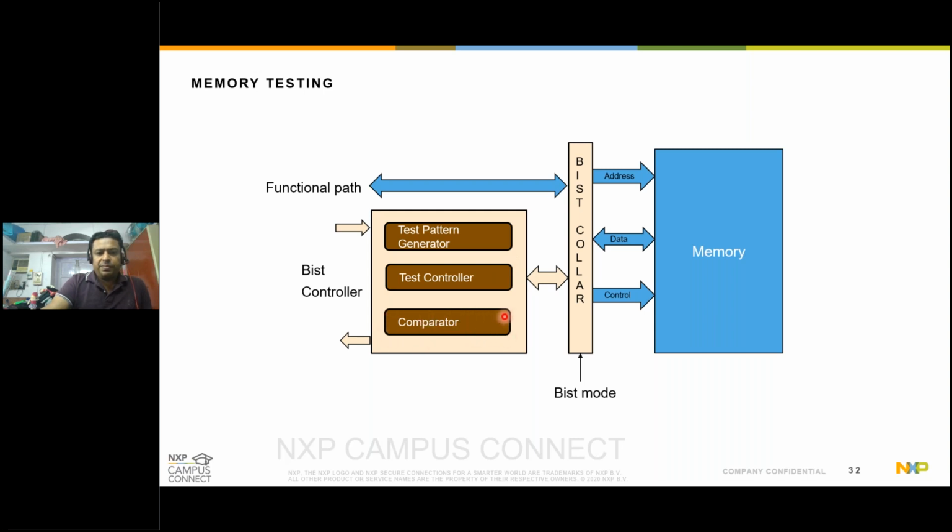The comparator will do the comparison of the response that you are getting from the memory with the expected response coming from the test pattern generator. And if any mismatch is indicated, that would be reported to the central controller present in the SoC, which is a single controller for all such BIST controllers present in the design. That will indicate to the central controller that this particular memory has a fault, and then through some diagnostic tools, you can probably even go and identify the location of that fault.